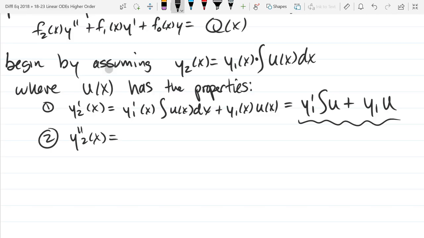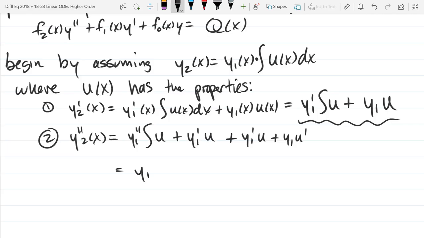So our first product rule, oops, that's not where the second one goes. So that'll be y1 double prime integral u plus y1 prime times the derivative of the antiderivative, which is just y1 prime u. Plus, now I'm moving to the second term, y1 prime u plus y1 u prime. So there's two middle terms. So that gives us y1 double prime plus 2 y1 prime u plus y1 u prime.